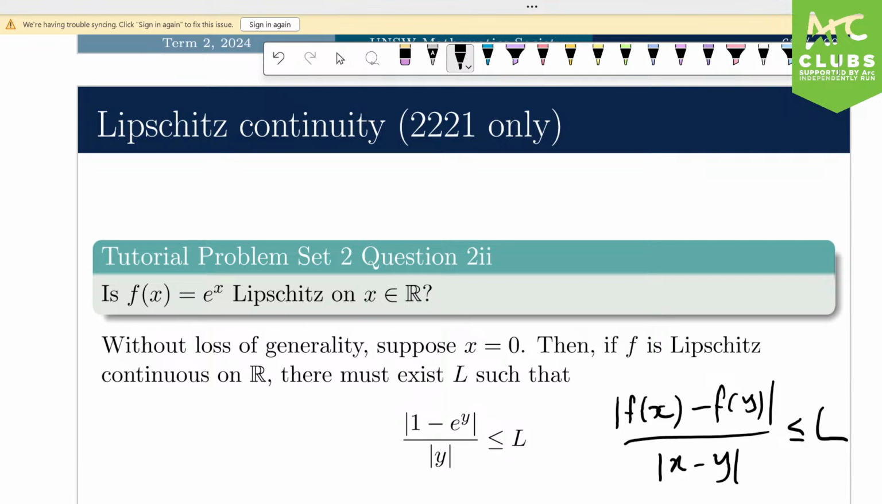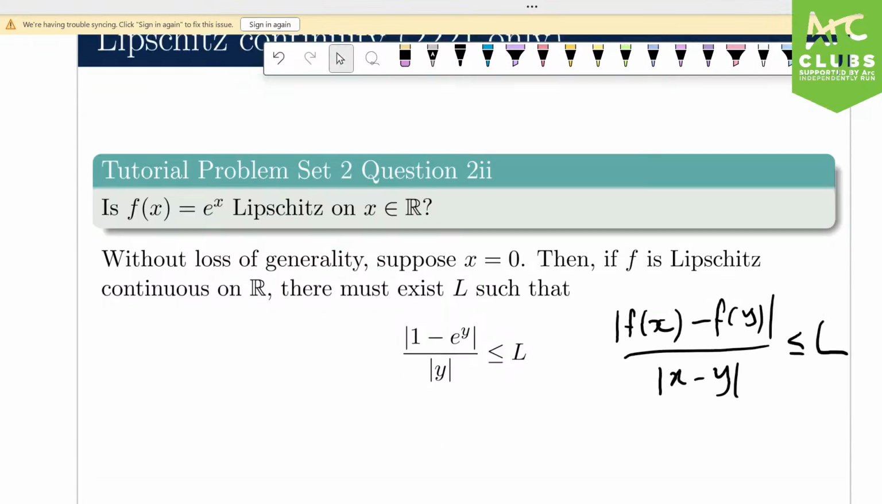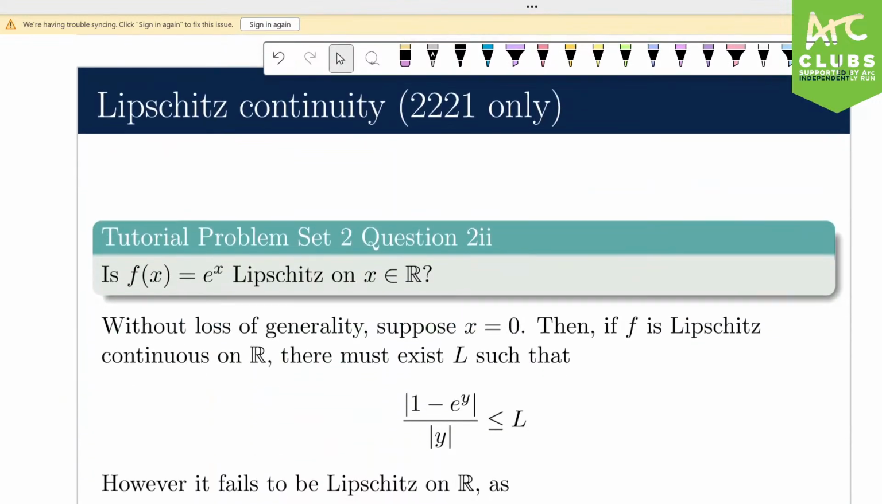So we get this expression. Now, what we're saying is that this function on the left is bounded by a constant. But as we know, it fails to be Lipschitz because exponentials are dominating functions. Exponentials increase at a much faster rate than linear functions. Hence, our left-hand side is just going to blow up to infinity because the top goes to infinity significantly faster than the bottom.